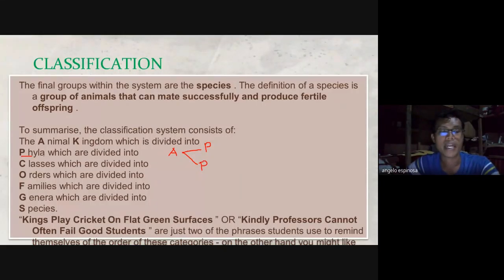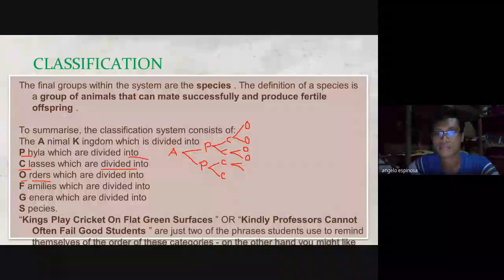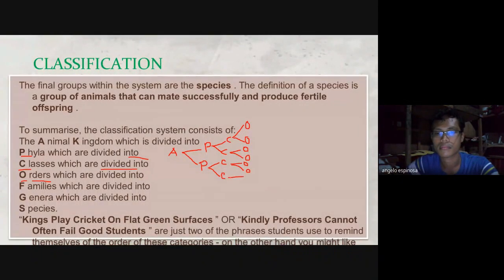Okay, so next we have phyla, which are divided into classes. And we have also orders: classes are divided into orders. Ayan. And orders are also divided into families. You have F, so on and so forth na yan. Ganun din yan, divide lang.